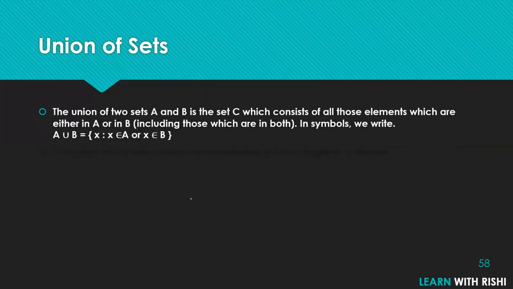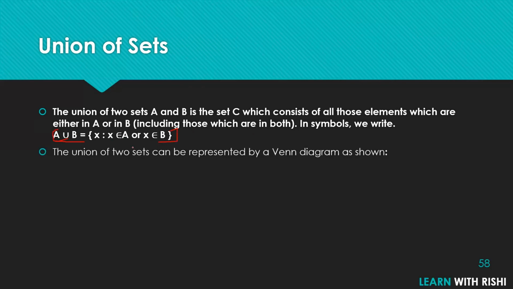The union of two sets A and B is the set C, a different set which consists of all those elements which are either in A or in B, including those which are in both. In symbols, we write A ∪ B = {x : x ∈ A or x ∈ B}. This is the definition of union of sets in set builder form. The union of two sets can be represented by a Venn diagram as shown. So how do we represent the union of two sets in a Venn diagram?